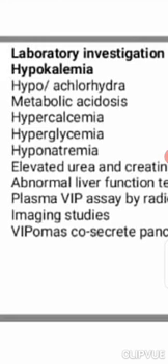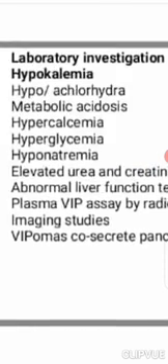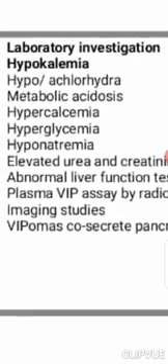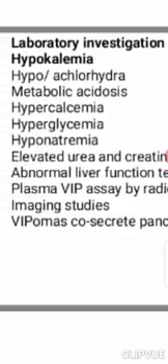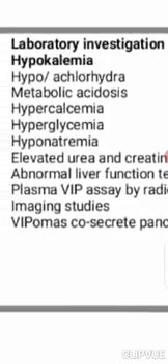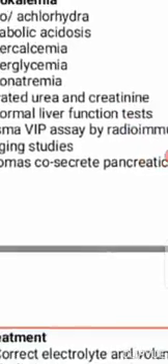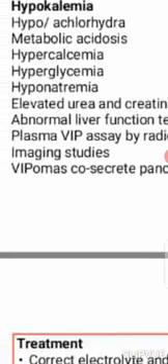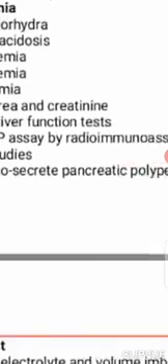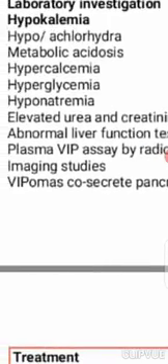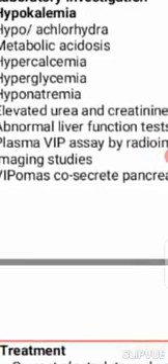You know the reason? Because of the acute tubular necrosis that can occur, that can result in renal failure. Then there will be abnormal liver function. If we check the plasma VIP assay, it will also increase. If we do imaging, we will actually find a VIP-secreting pancreatic tumor, a vipoma, that is secreting VIP.